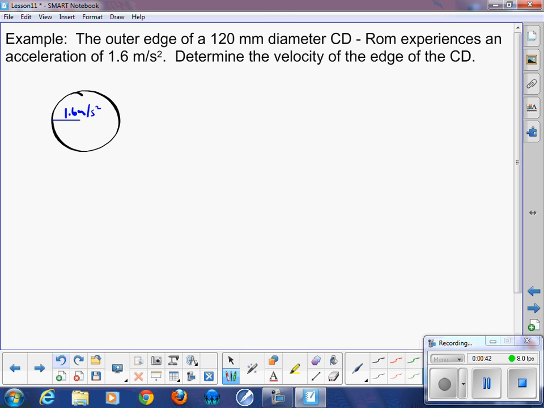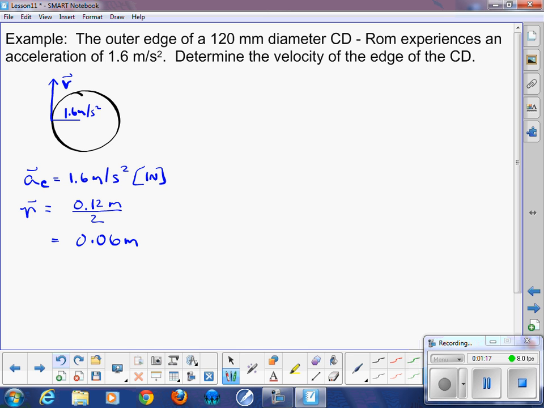So what do we know here? We know our acceleration. That'll be centripetal, 1.6 meters per second squared, and that'll be in. We know the diameter, which means we have to convert to the radius. So 120 millimeters, that's 0.12 meters. Divide that by 2 to get the radius, so 0.06 meters. And that's all the information we need if we want to find the velocity. What we're looking for is the velocity at the outer edge.